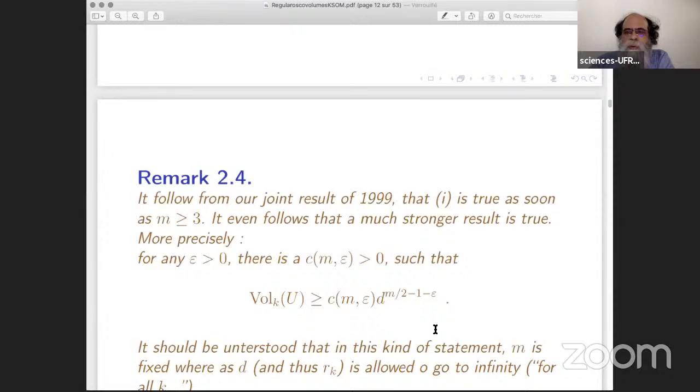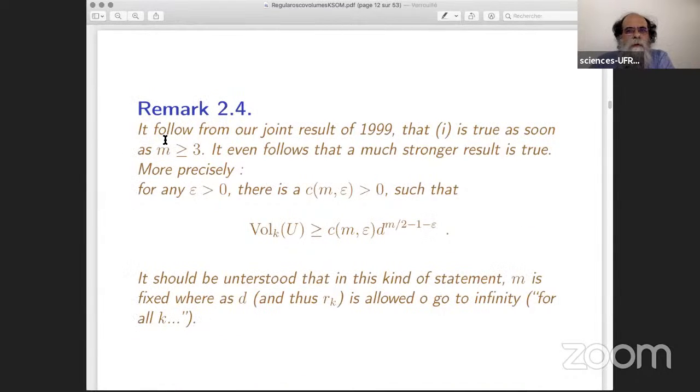So this is known since 20 years back with our joint work with Francesco Amoroso, where we have proven that 1 is true as soon as M is bigger than 3. And we have even proven something a bit stronger, which is in fact that the volume grows like d to the power m over 2, up to d to the power minus epsilon, for any epsilon positive, and there is an implied constant that depends both on epsilon and m.